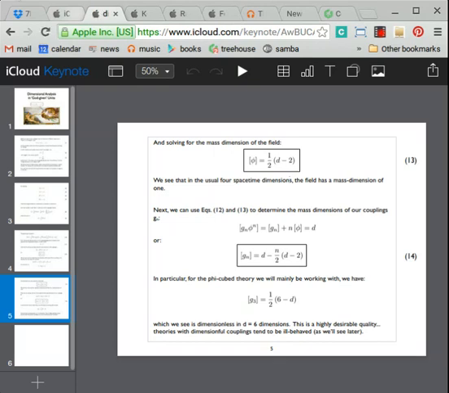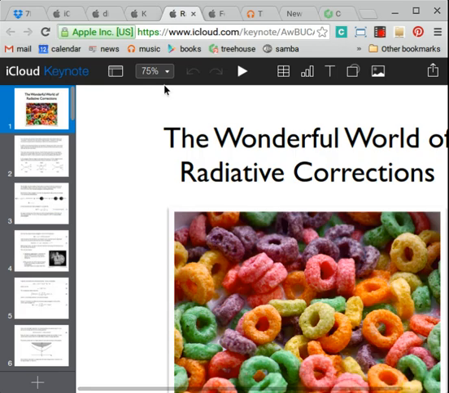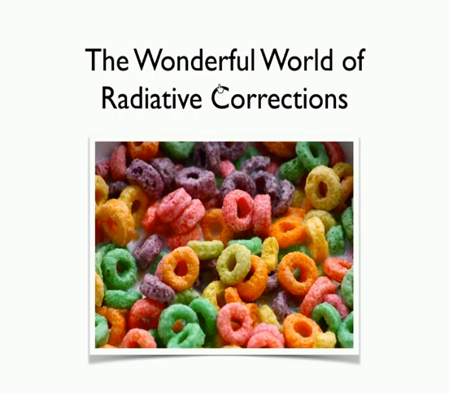And, okay, let me see. This is R. So that brings us to the wonderful world of radiative corrections. This is a big moment in your life. I'm just kidding. No, this is the point where we start to figure out how to calculate these loop diagrams. And if I think about loops, I automatically think about Fruit Loops. So that's my homage to Fruit Loops.